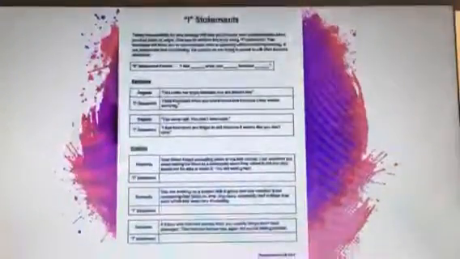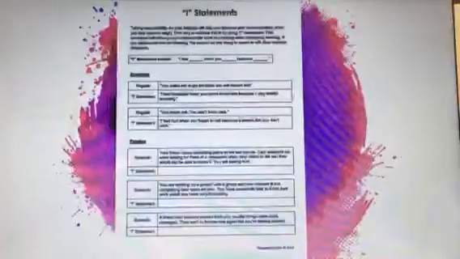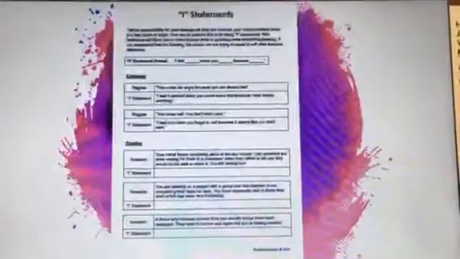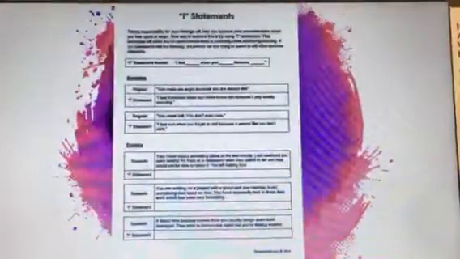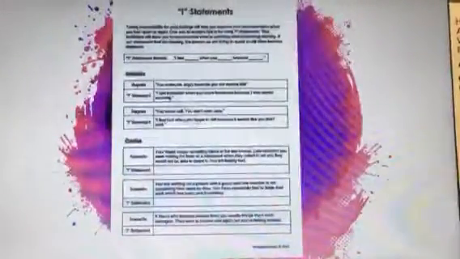This is the I statement paper. It talks about an example of, you make me angry because you're always late. And the I statement would be, I feel frustrated when you come home late because I stay awake worrying. Another example, you never call, you don't even care. I statement, I feel hurt when you forget to call because it seems like you don't care.